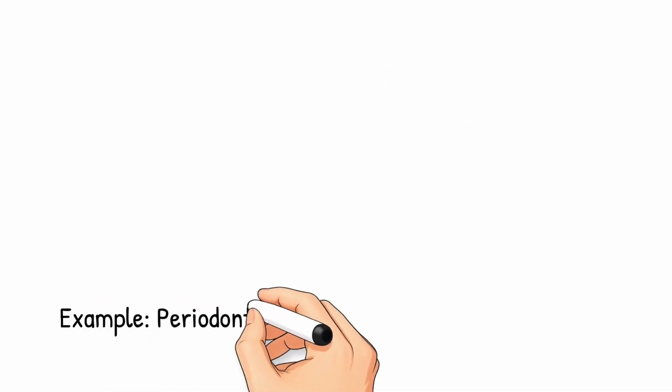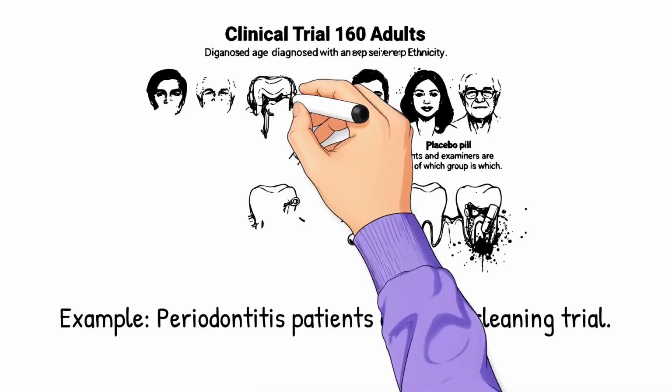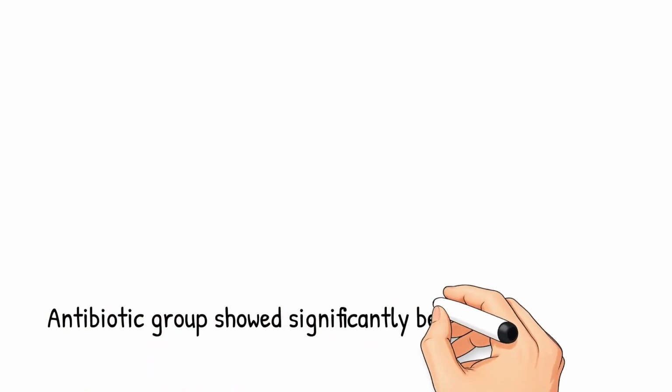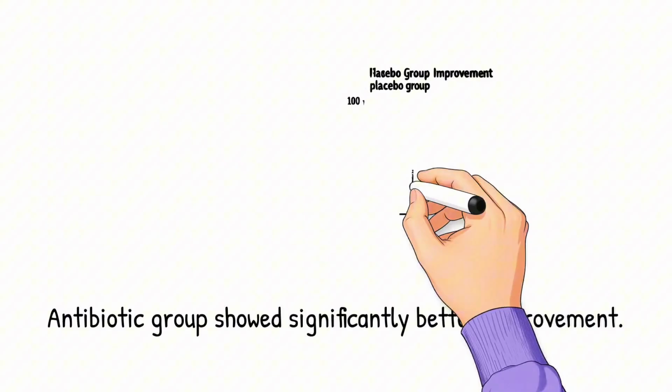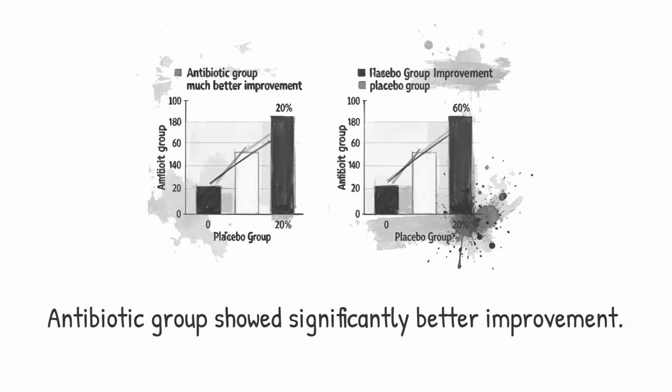Real example: 160 patients with severe periodontitis. Half received deep cleaning plus antibiotics. Half received deep cleaning plus a placebo pill that looks identical. Nobody, not the patient, not the examiner, knows who got what. After 1 year, the antibiotic group showed significantly better results. That result can be trusted because everything else was equal.